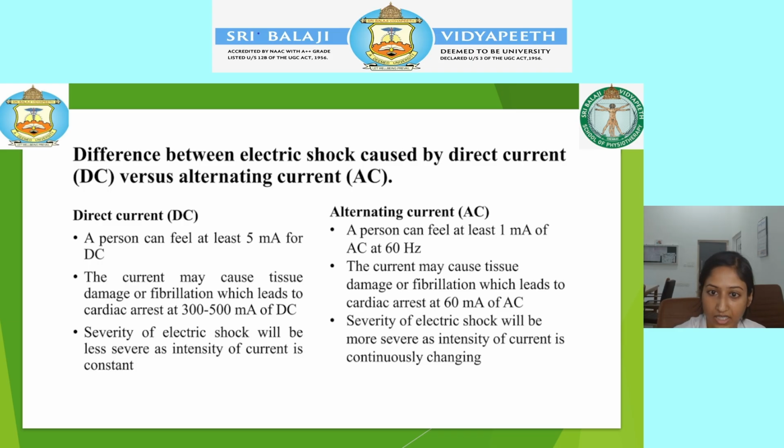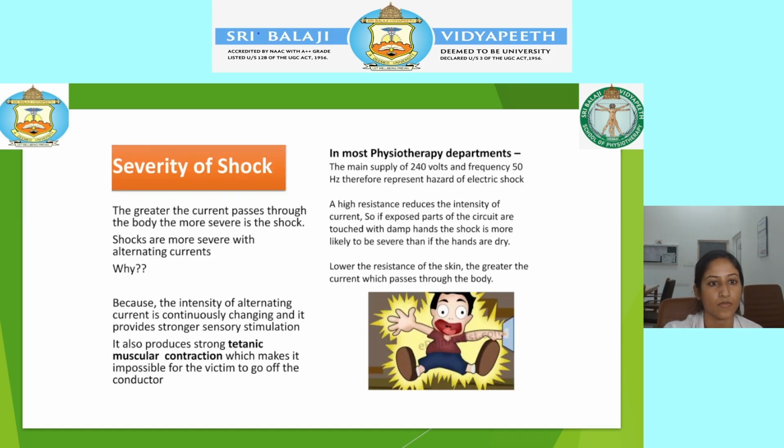But in alternating current, the person may feel the 60 Hertz, and the fibrillation which leads to cardiac arrest will occur at 60 milliampere, and the severity will be more severe, as it depends on the intensity of the current. And in severity of the shock, the greater the current passing through the body, the more severe is the shock.